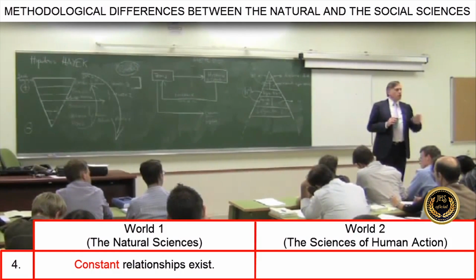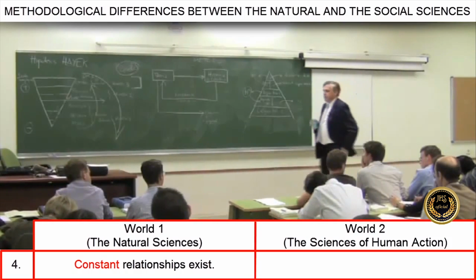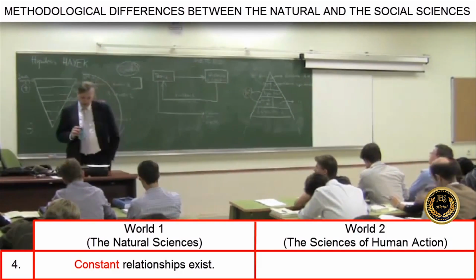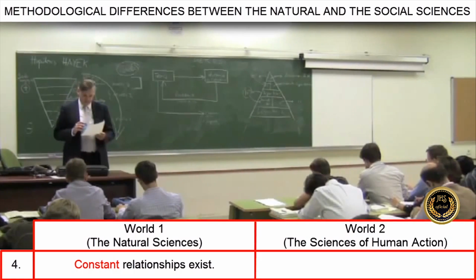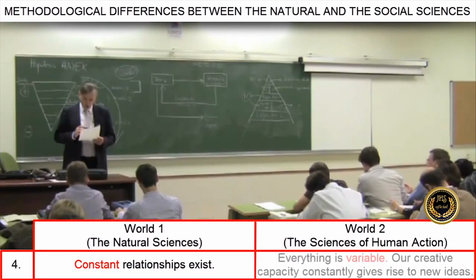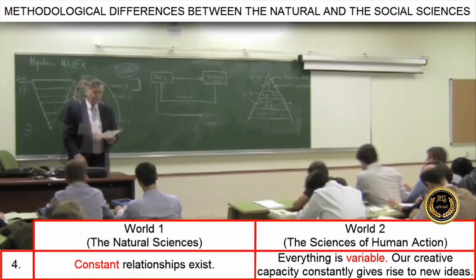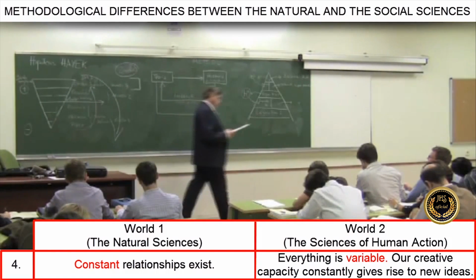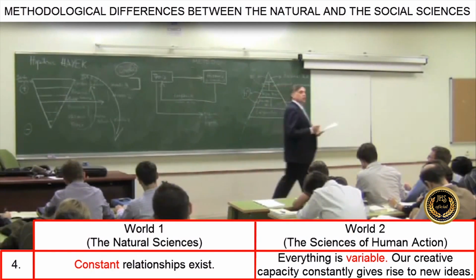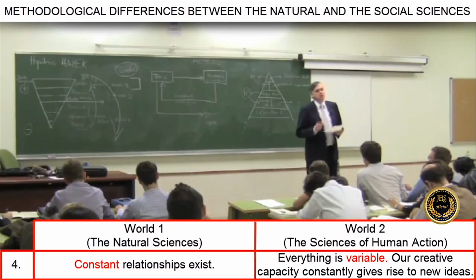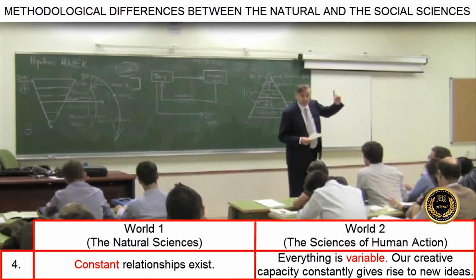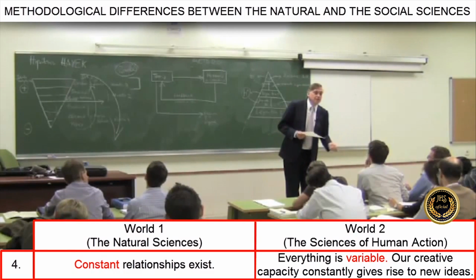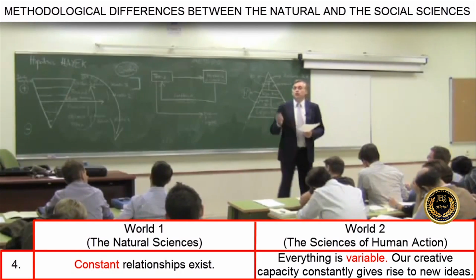Well, this is another point of radical difference with the world of the social sciences, because in the social sciences there are no constants. Everything is variable. Why are there no constants in the world of social science? Why is everything variable? What is the object of research in the social sciences, in economics? Ideas. And ideas, dear students, are not given, but continuously change.